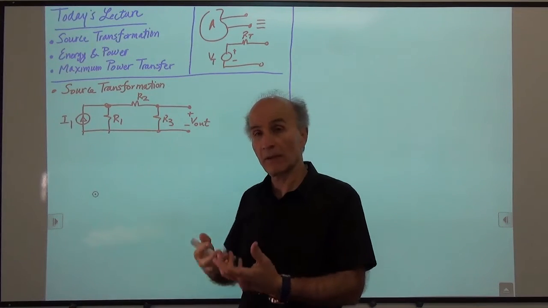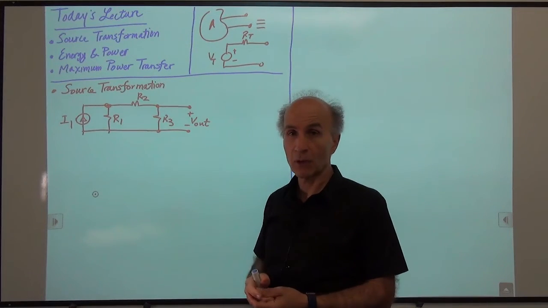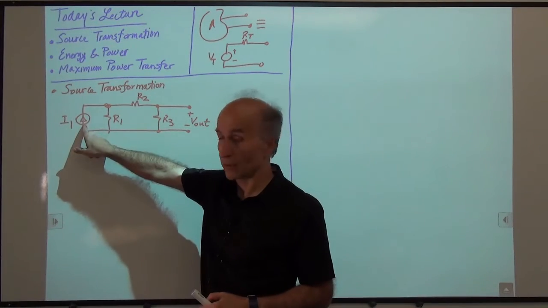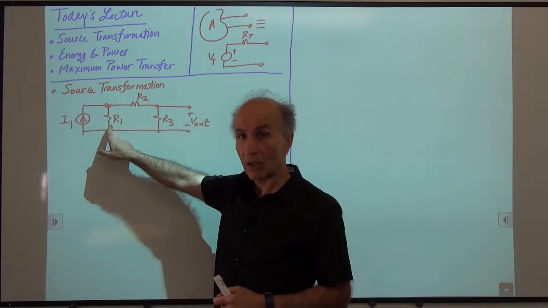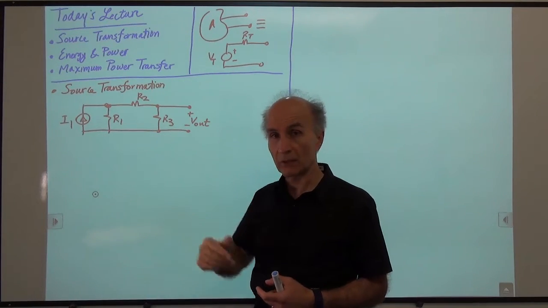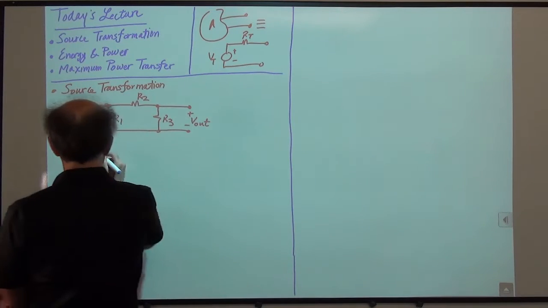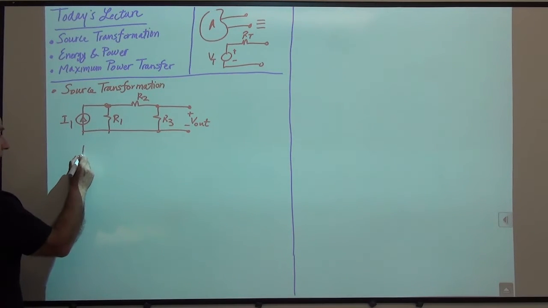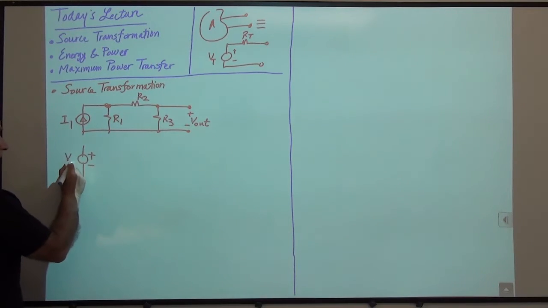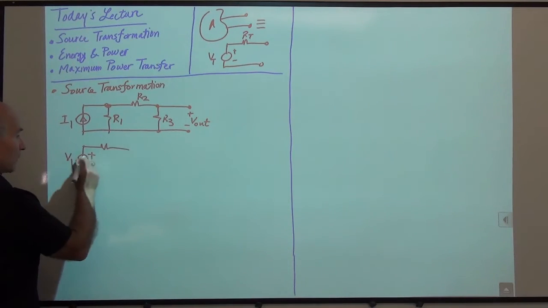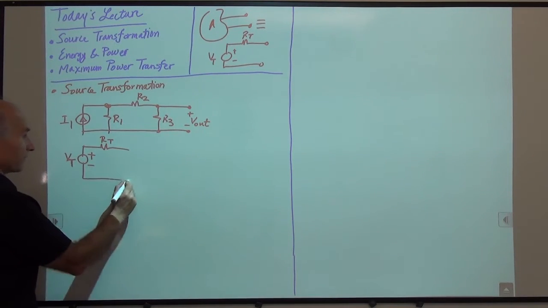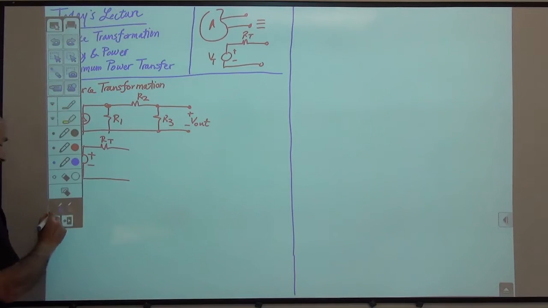So we replace it by a Thevenin equivalent, and that's what we call source transformation, meaning that this current source and this resistance are converted from this Norton equivalent to a Thevenin equivalent. So here's our job. We want to go from this circuit to this circuit. So we have a voltage source, call it V1, and then we have a Thevenin resistance, RT. So I'm hoping that I can do that.